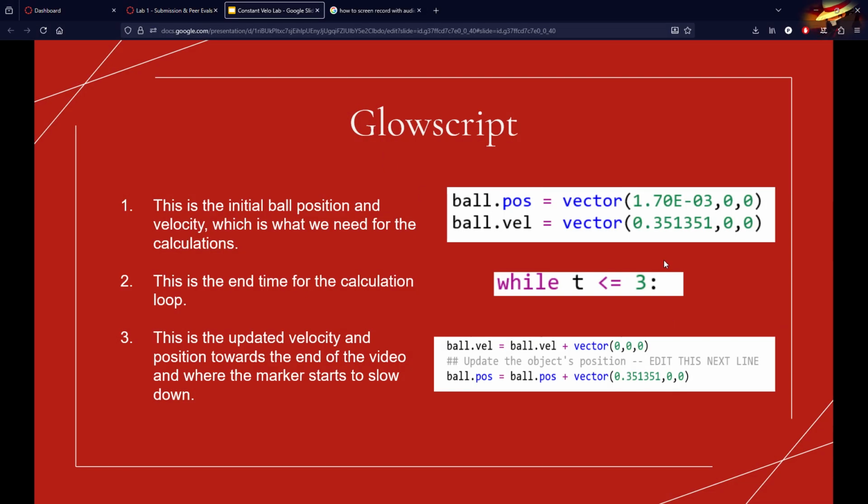Now let's talk about GlowScript. So this is just kind of the code I used. These are the important lines. This is the ball position vector, that's where it was. This is the ball velocity vector, that's how fast it's moving. While time is less than 3, because it's only 3 seconds. And here's the vector update, since it's at constant velocity. It's not really doing too much.